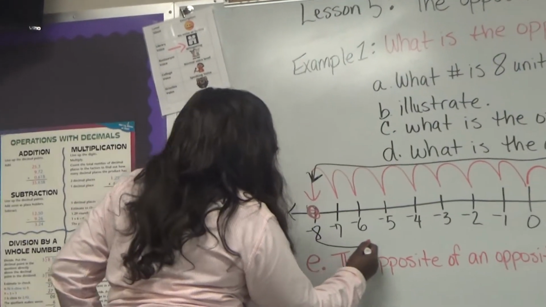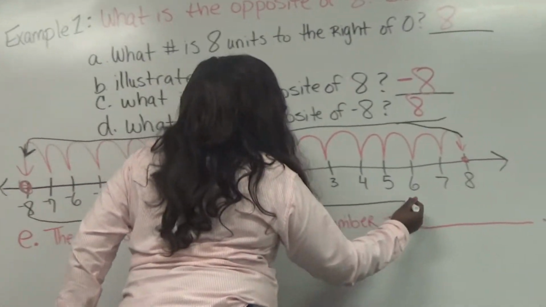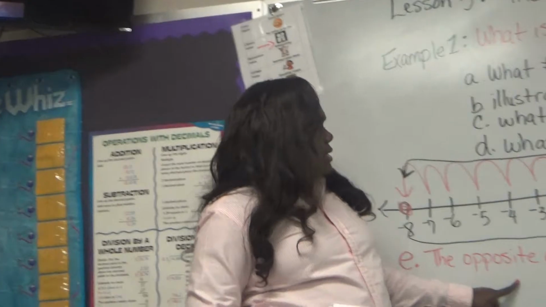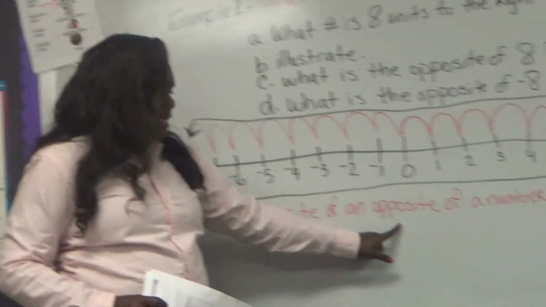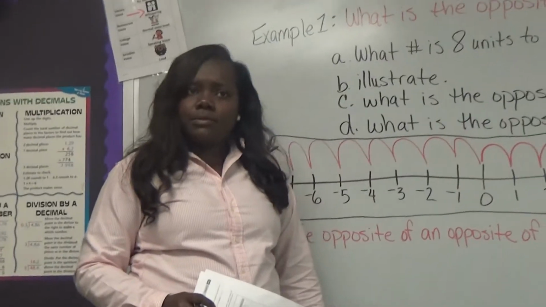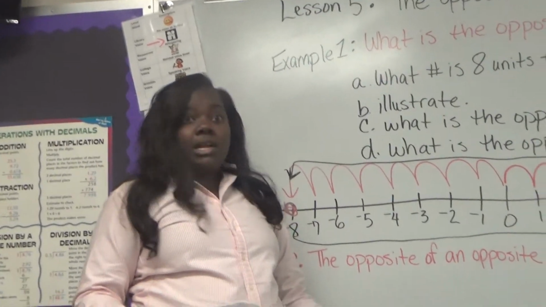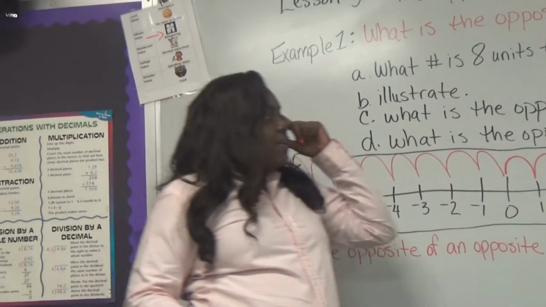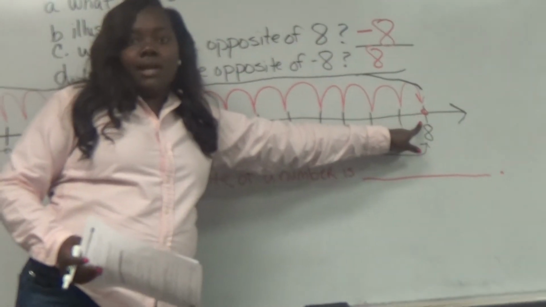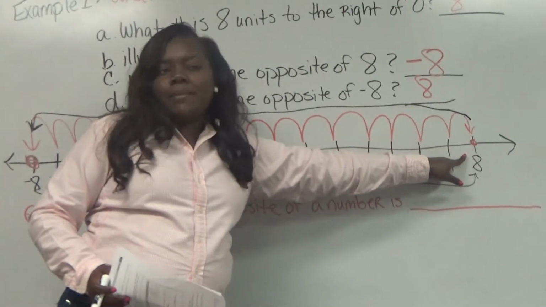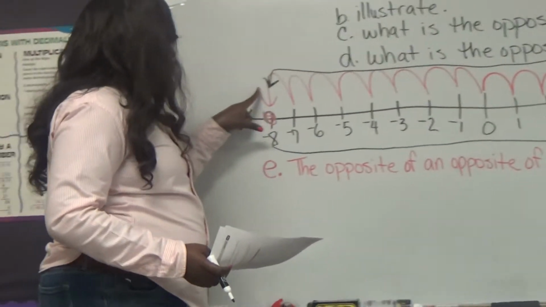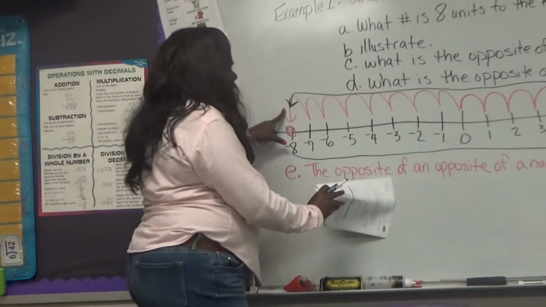Positive 8. Go back to positive 8. So basically, the opposite of a number is the number that I, what? The opposite of the number that I started with, right? So if I start with 8, I started with the positive 8, and then I asked you, what's the opposite of a positive 8? Negative 8. You went right on down to negative 8, right? That's the first part of this.